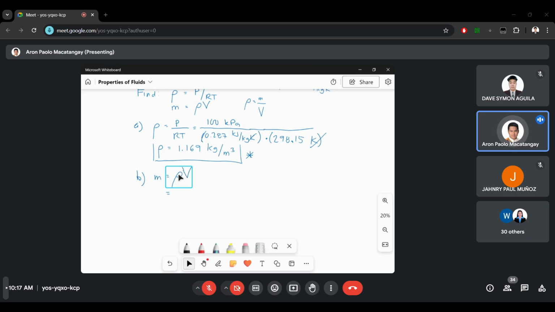It's not yet a final answer. Since we need three decimal digits in a final answer, as a practice, we use double that for the intermediate solution. Which means for my density here, I'll use 1.16. Janry, can you provide until the sixth decimal? Sir, wait lang.